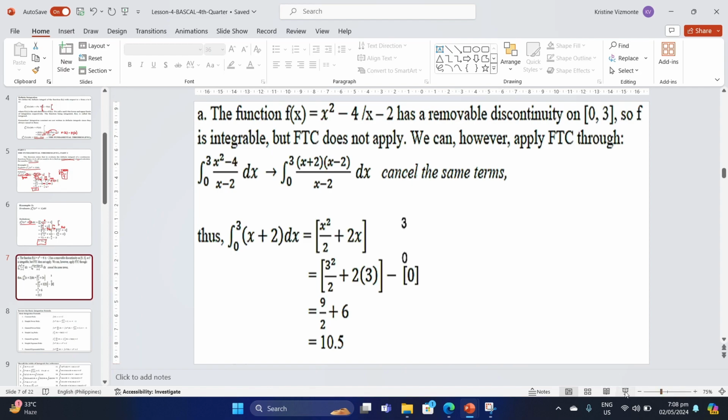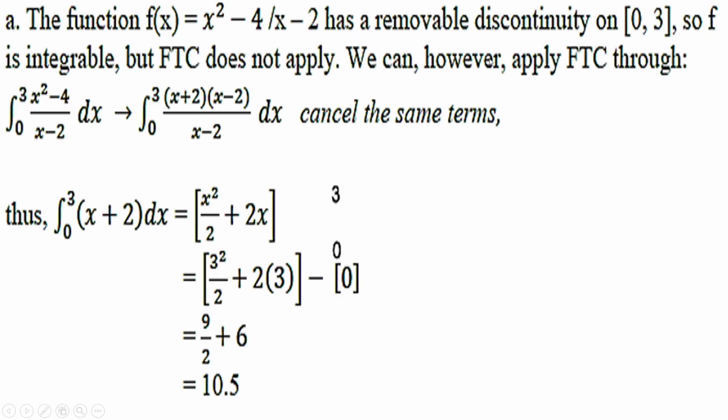Let's slideshow. Let's make it bigger. Okay. So we can, however, apply FTC through our given. We'll put it in here. It will be the definite integral from 0 to 3. This is our A. This is your B. So therefore, you can do it on your own. Okay, here, definite integral from 0 to 3.